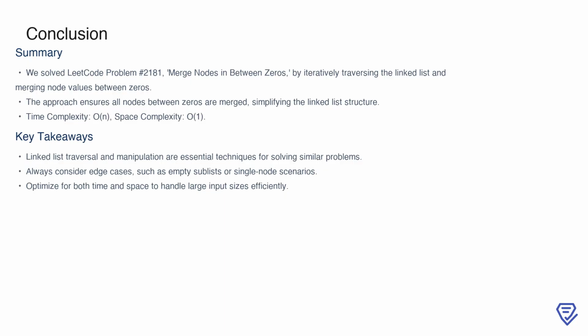That wraps up our discussion on LeetCode problem number 2181. We learned about linked list traversal and efficient in-place merging. Remember to practice similar problems to master these techniques.